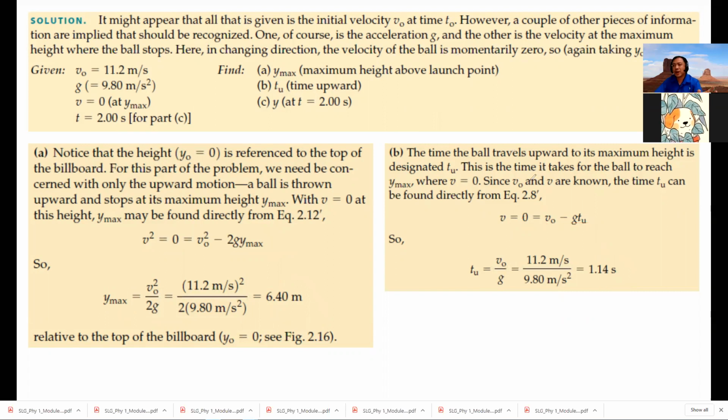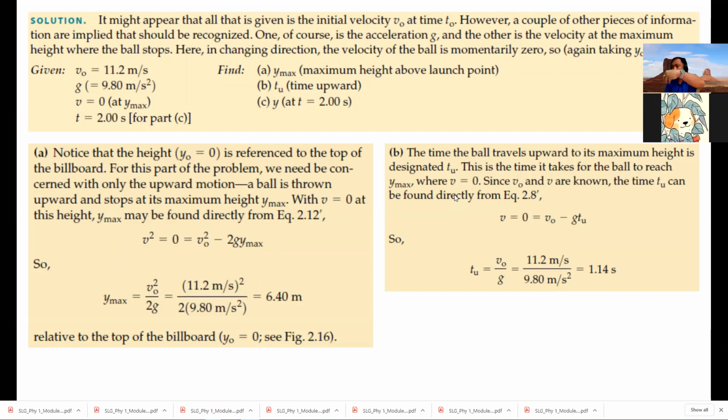So the third one is to find out the y at t equals 2 seconds. So take note, it takes 1.14 seconds to reach the top, the maximum height. If the question asks what's the height at 2 seconds, where is the ball? Is it going up or going down if 2 seconds is asked? So time to go up until maximum height is 1.14 seconds. And it's asking for its height at 2 seconds. So where is the ball? Is it going up or going down? Going down. Okay, it's going down.